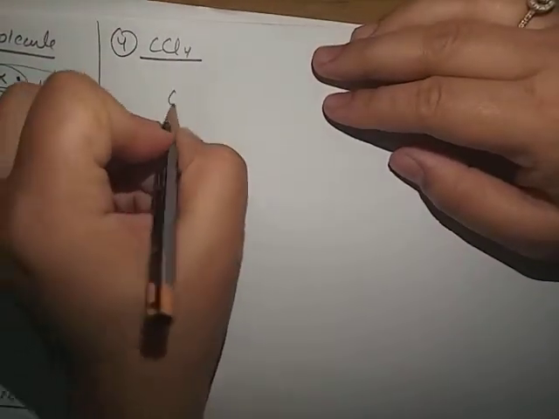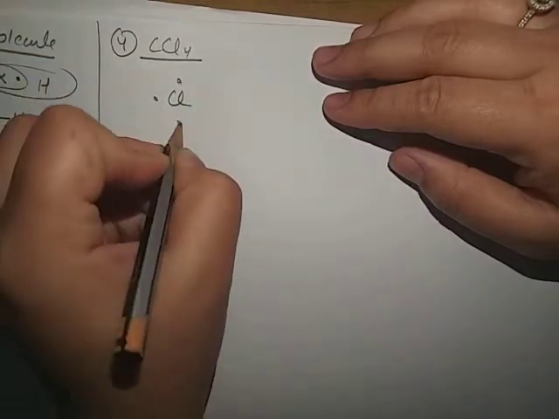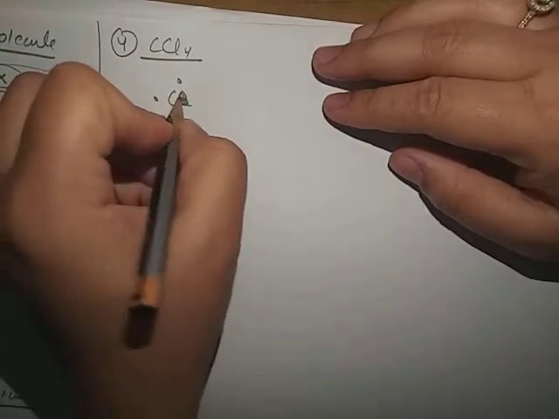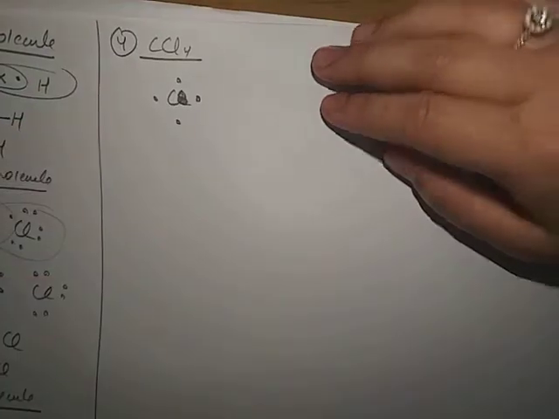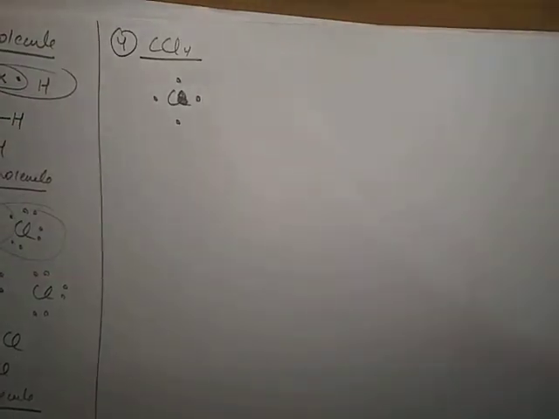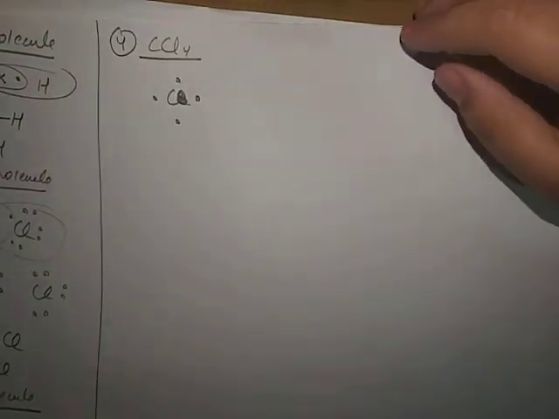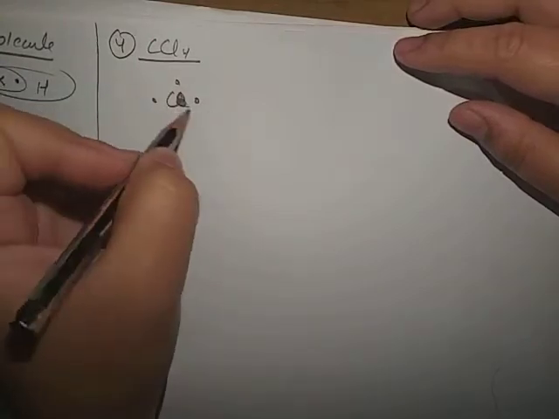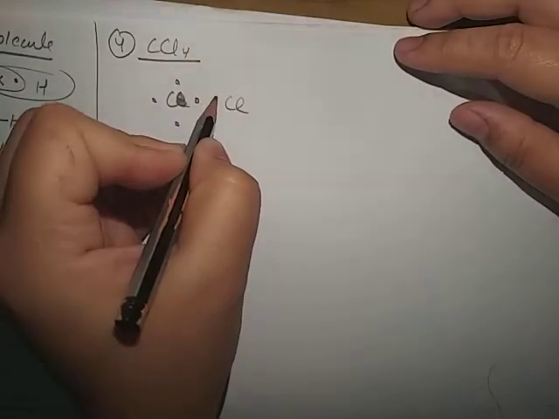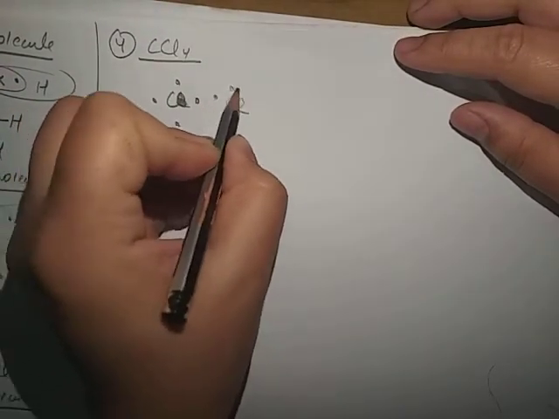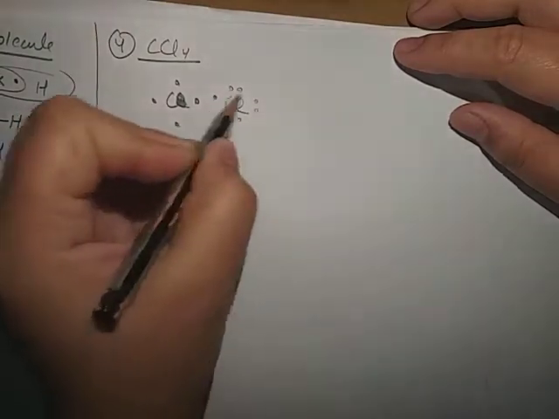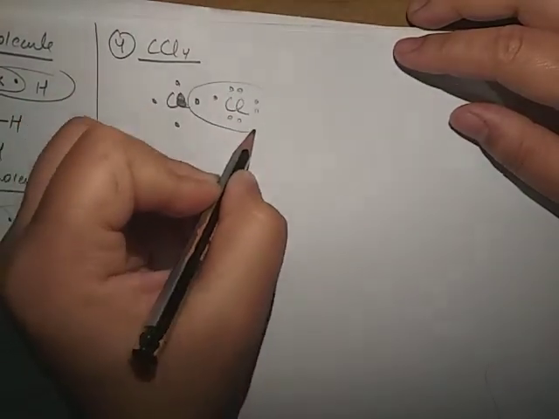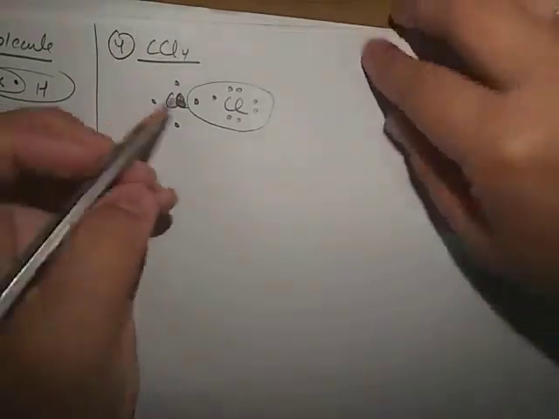This is carbon. Carbon has 4 electrons in its valence shell, right? Chlorine has how many? 7. 1 2 3 4 5 6 7. So chlorine will take 1 electron from this carbon and complete its octet.